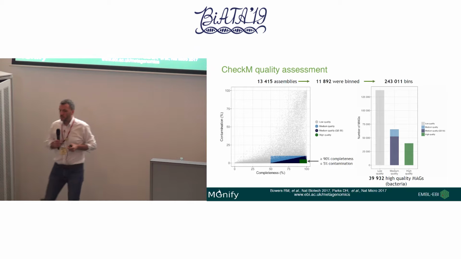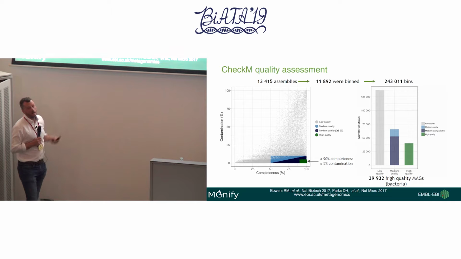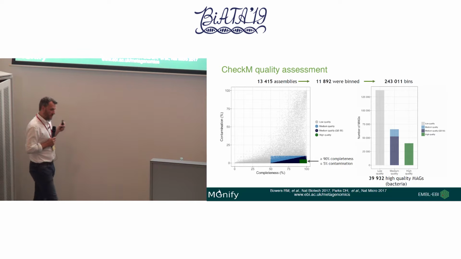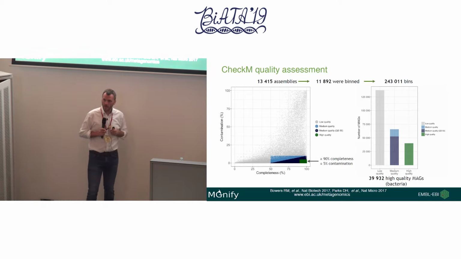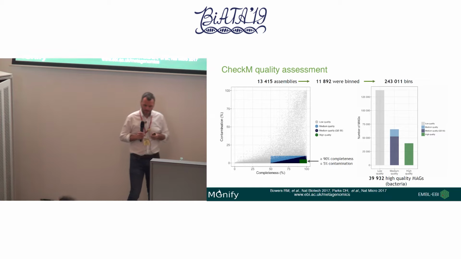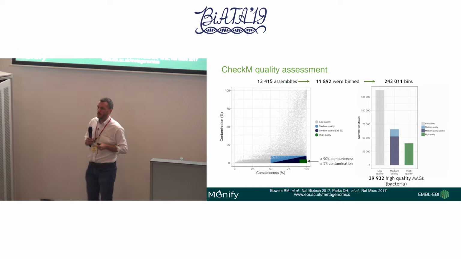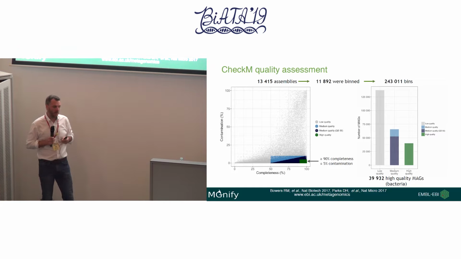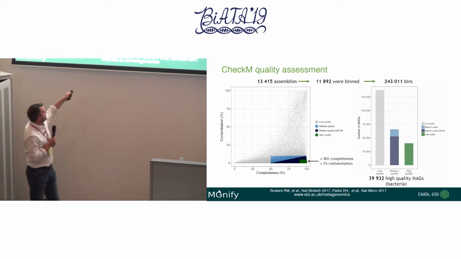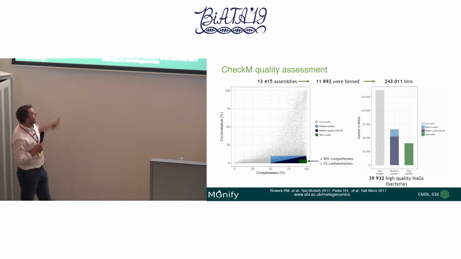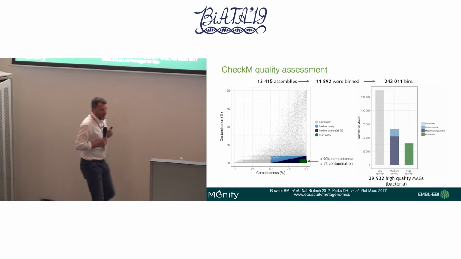And so what we actually do is we penalise the contamination. This is a metric that Donovan Parks came up with, who is the author of CheckM. What you do is you multiply the contamination by 5 times, and you subtract that from the completeness. And that's what corresponds to this dark blue area there. Now, for me, that makes more sense.